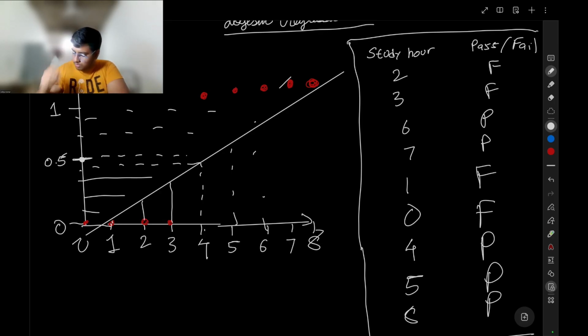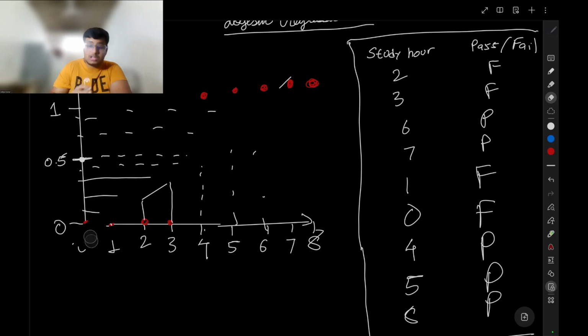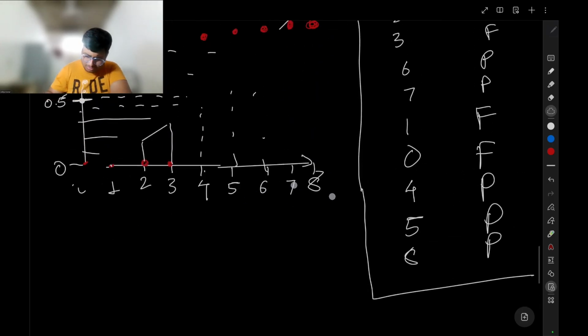So what we have to do, we have to change this line. We cannot draw the line based on the linear regression algorithm that we have discussed earlier. So let's first remove this graph, or let it be. Let's not delete the graph. So let's draw another graph.